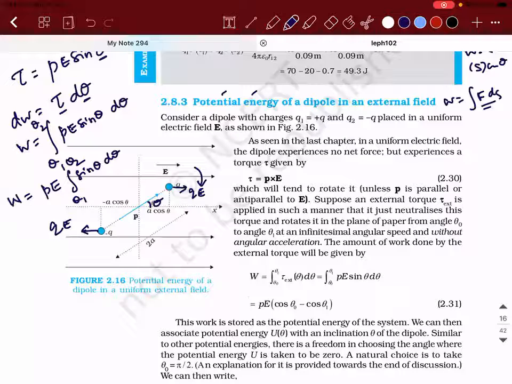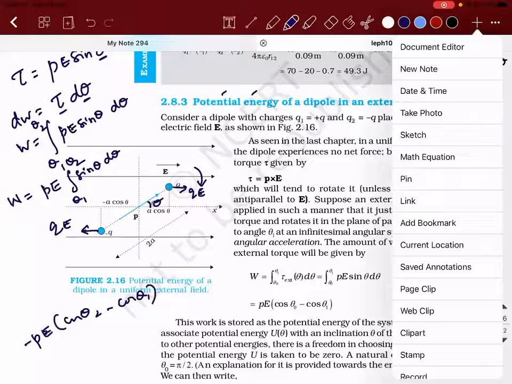You will get minus PE into cos theta 2 minus cos theta 1. Because integral of sin theta is minus cos theta, take that minus outside. Upper limit is cos theta 2. Lower limit you apply, you get cos theta 1. Am I clear with this? Is there anyone having doubt on this? Yeah, tell me.